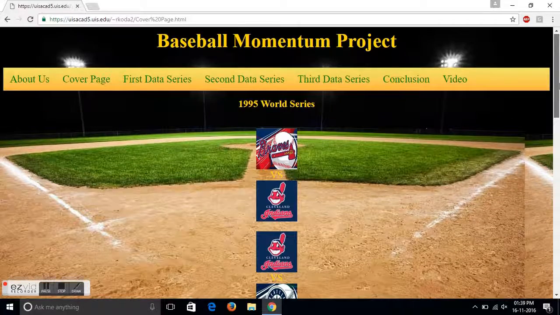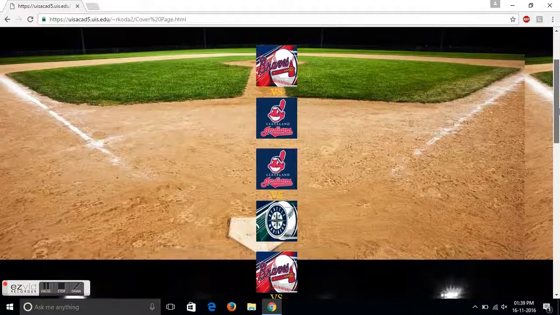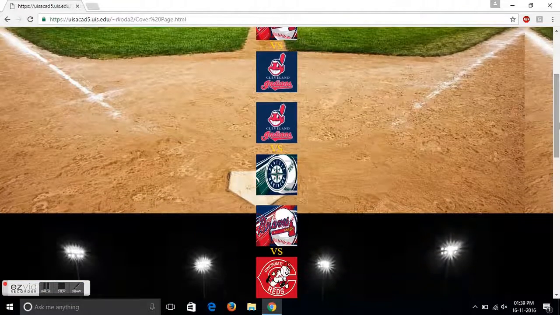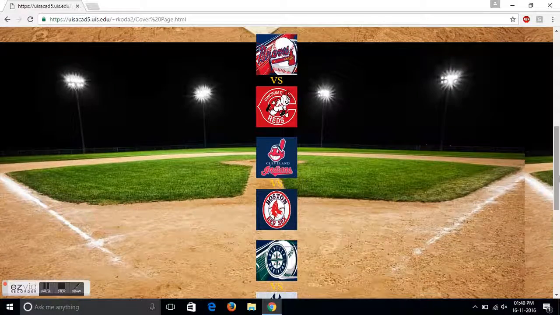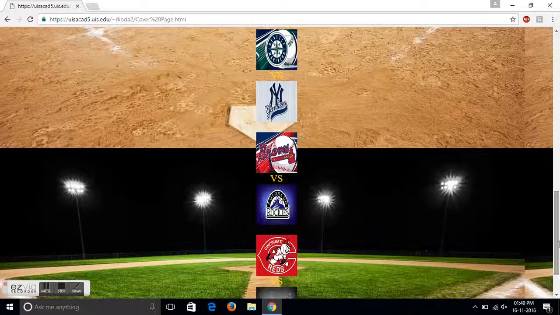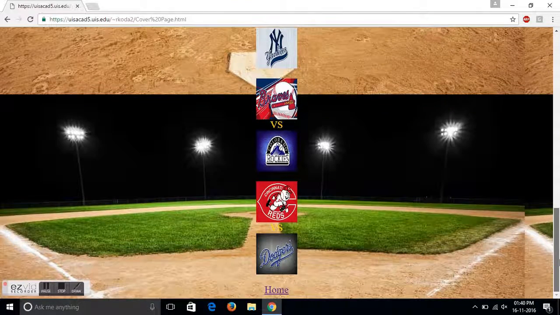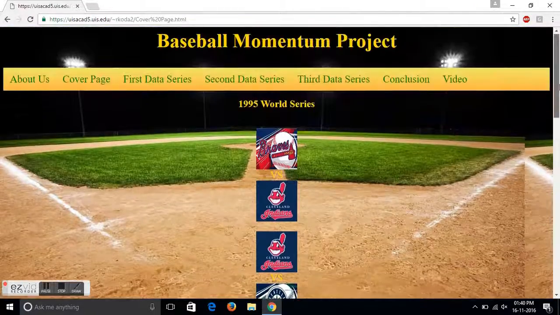The teams played in this year are Atlanta Braves, Cleveland Indians, Seattle Mariners, Cincinnati Reds, Boston Red Sox, New York Yankees, Colorado Rockies, and Los Angeles Dodgers. These were the teams played against one another in this series.